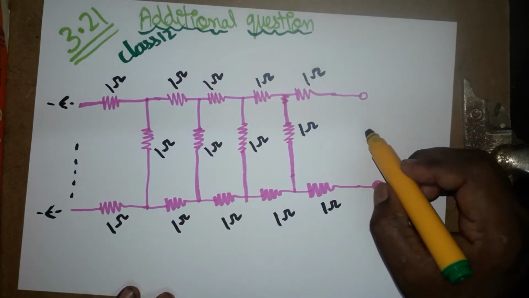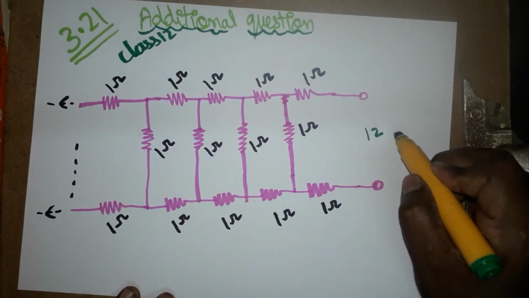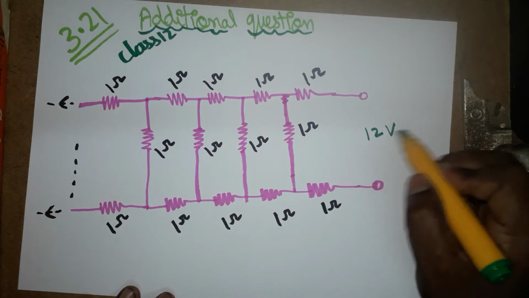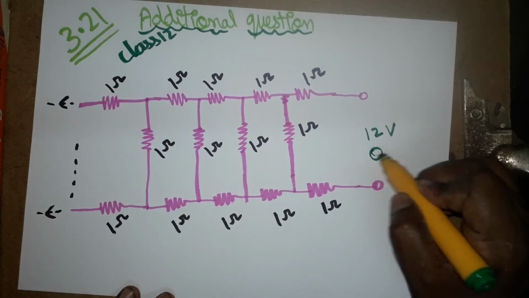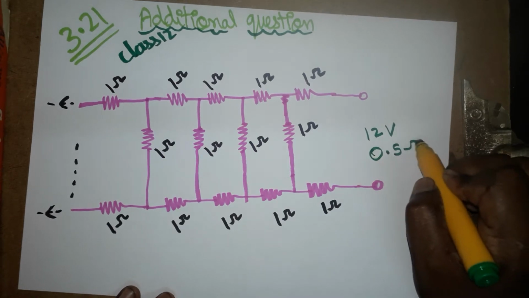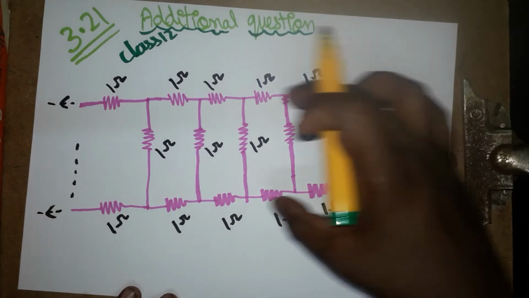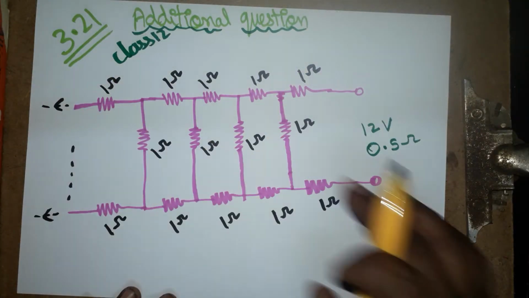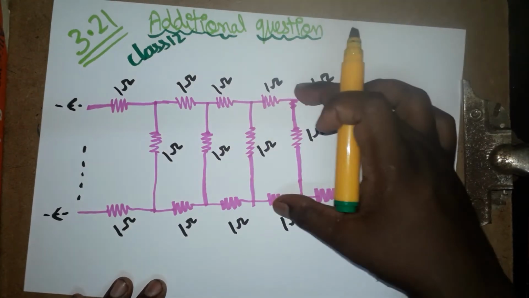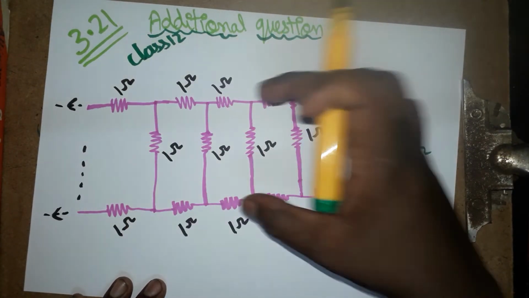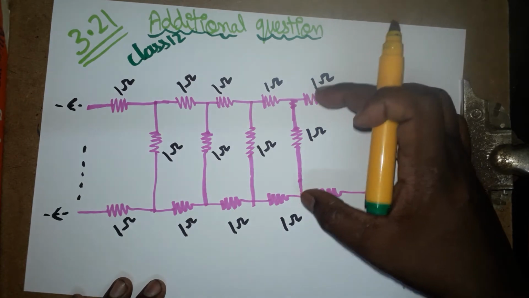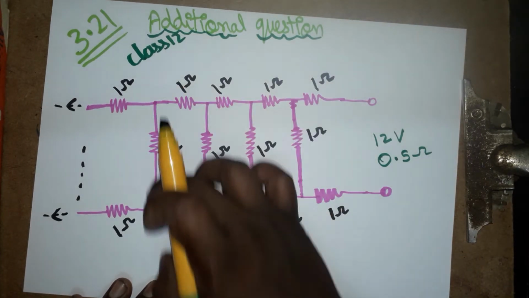I applied the voltage here, 12 volts. The EMF always has an internal resistance, which is 0.5 ohms. On this side I applied 1 ohm, 1 ohm, 1 ohm, going on to infinity. So the next value will be the same for the infinite circuit, because all the combinations are the same.